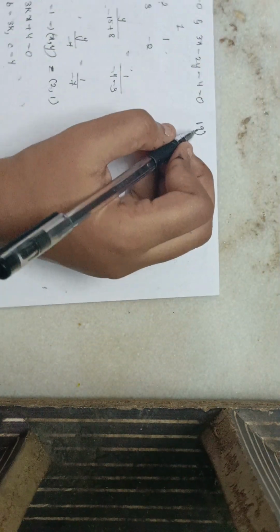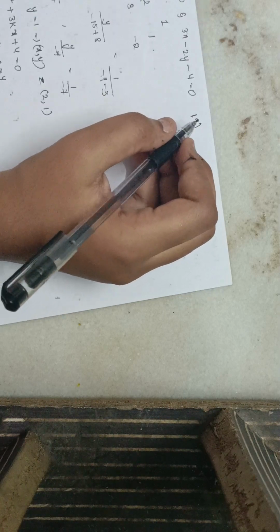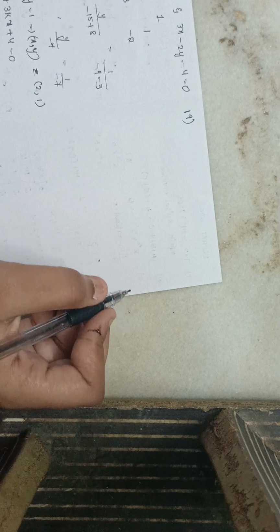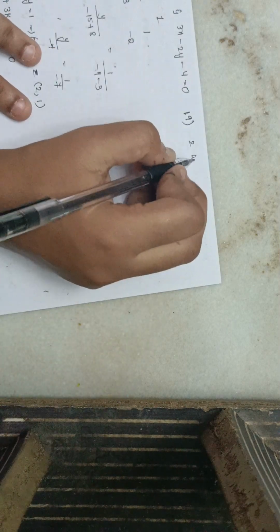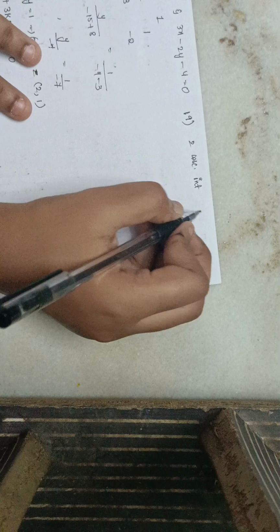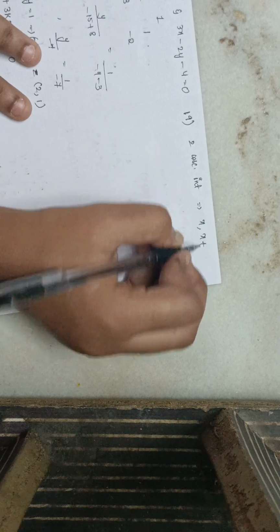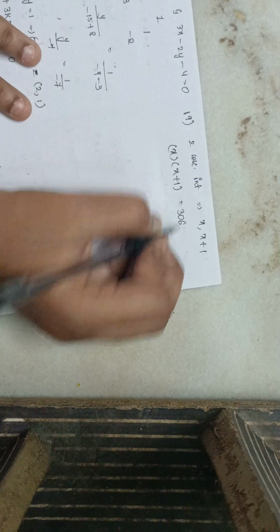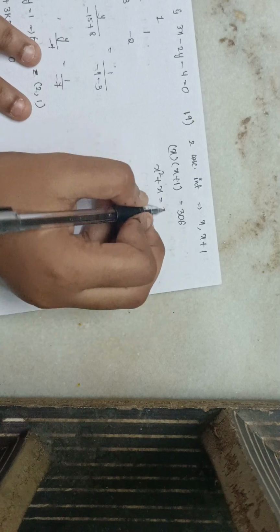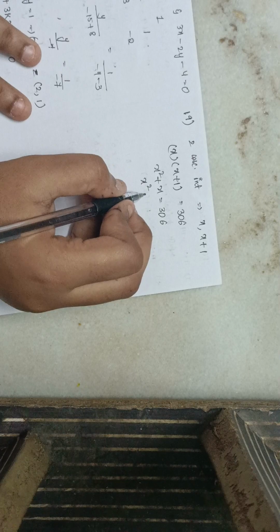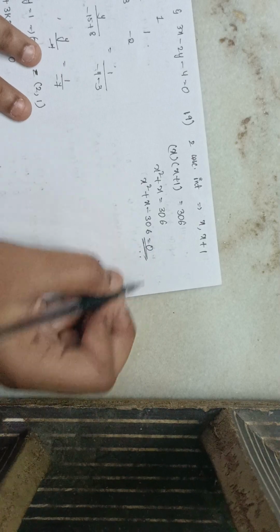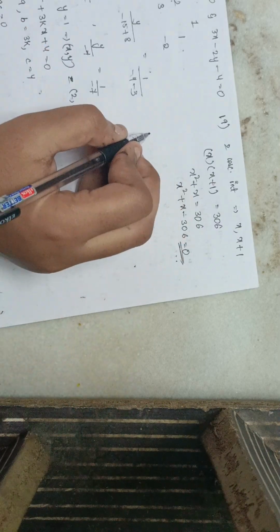So next one, 19th one. If the product of two consecutive integers is 306, then the quadratic representation of the condition is? Let us take two consecutive integers, that is x, x plus 1. So the product equals 306. x square plus x equals 306. x square plus x minus 306 equals 0. So this is the quadratic equation that represents the condition.